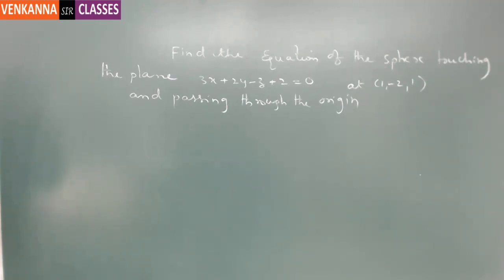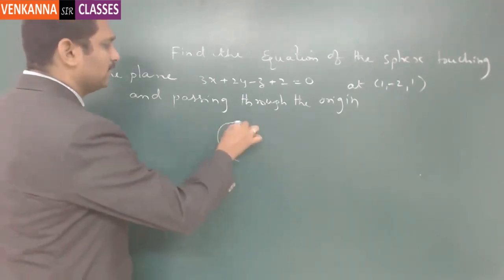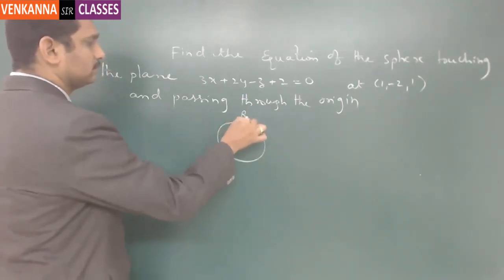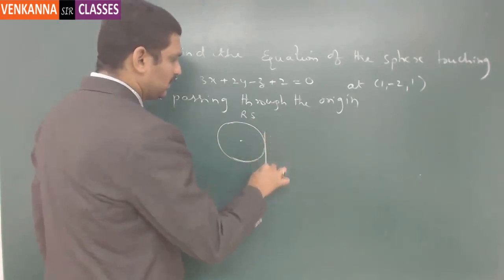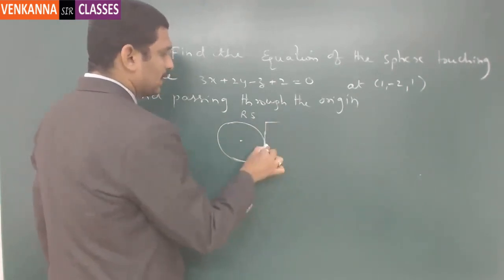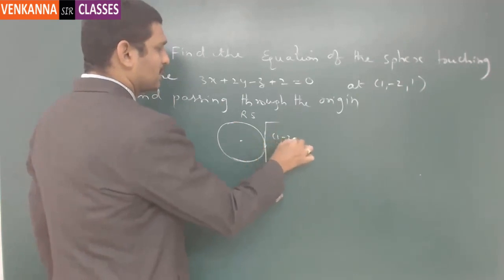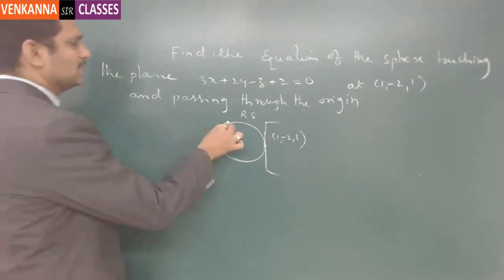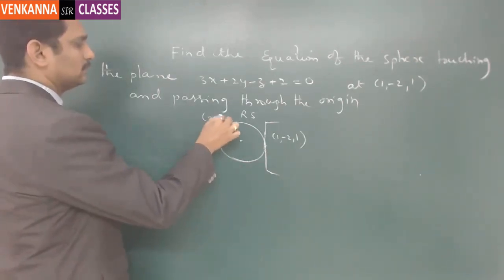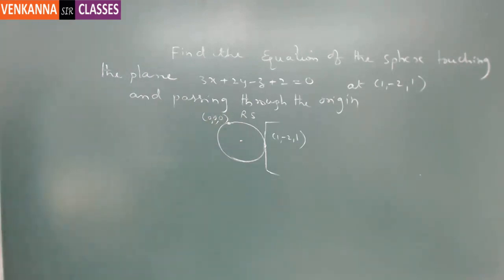Right. So let us take that this is our required sphere having some center. As per the problem, the sphere touches the plane, say this is the plane given, at the point 1, -2, 1, and the other condition here is that it passes through origin. Now how to evaluate that?